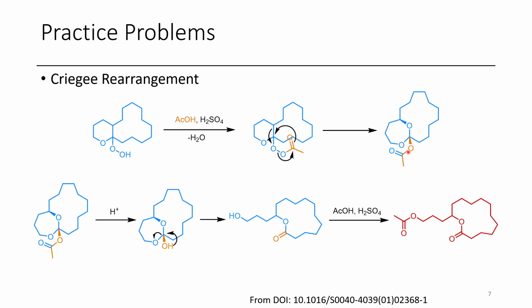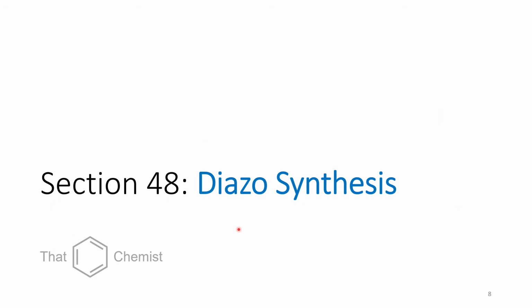What can then occur is hydrolysis of this ester under acidic conditions, followed by the rearrangement to afford this macrolactone. And then finally, we have this free hydroxy group, which can react with acetic acid under acid-catalyzed conditions to give us this acetate product. Now let's get to today's material, the synthesis of diazo compounds.